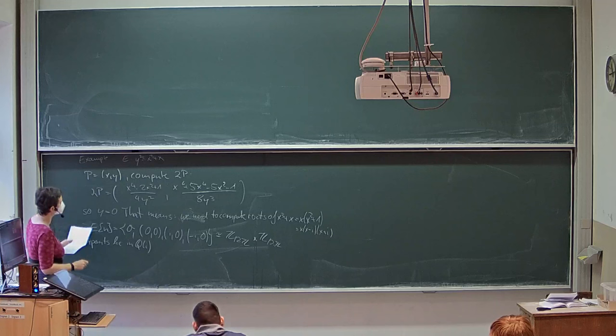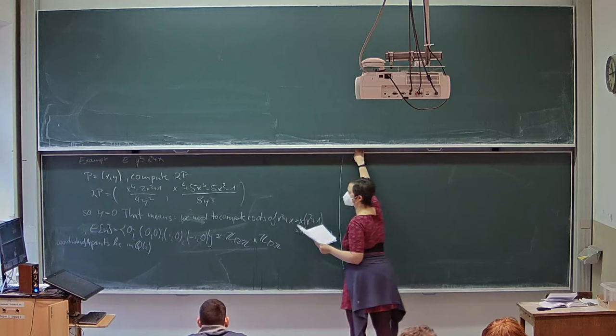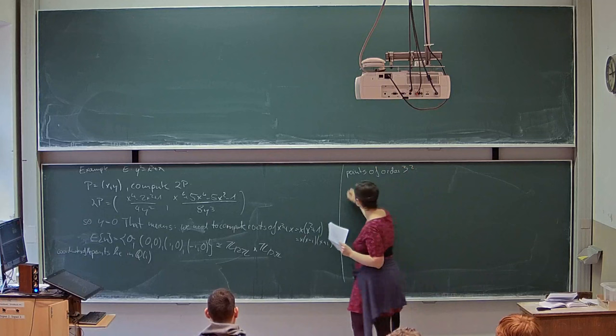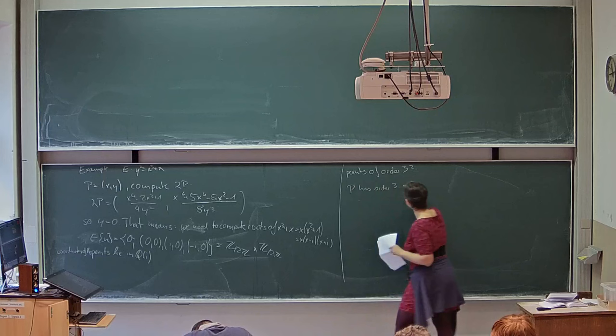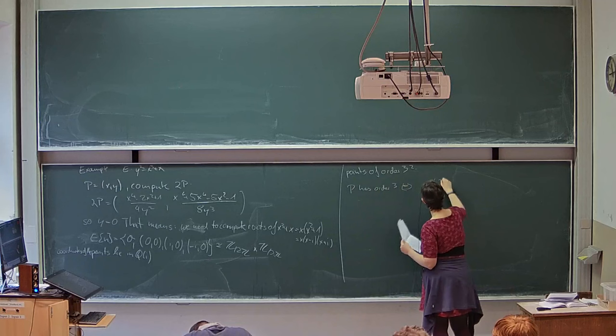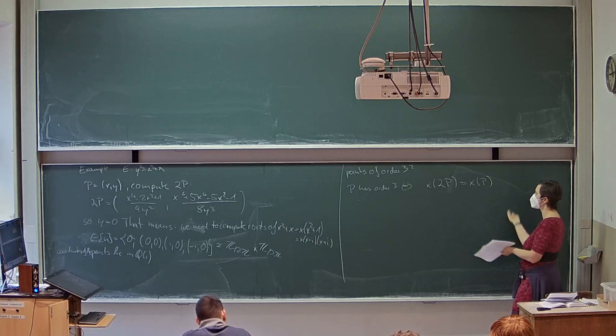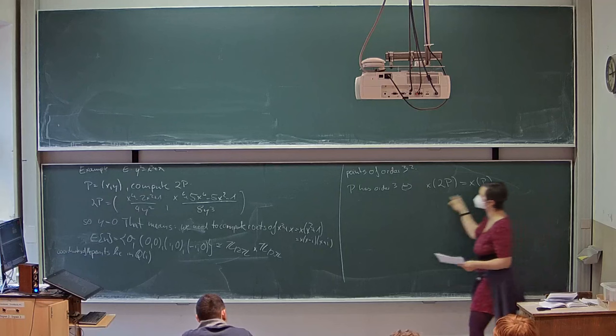Okay, what about the points of order 3? What does it mean that a point has order 3? That's also something that we used several times. A point of order 3 means 3P is 0. That means 2P is minus P, but the x-coordinate is the same. So the x-coordinate of 2P is the x-coordinate of P. This is equivalent to P having order 3.